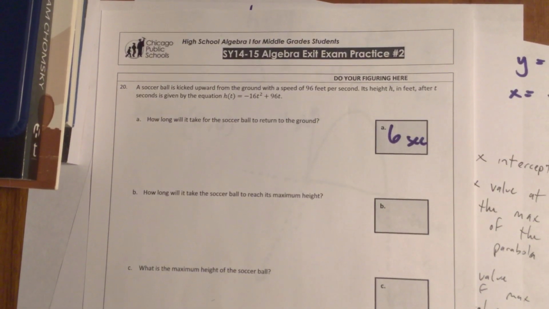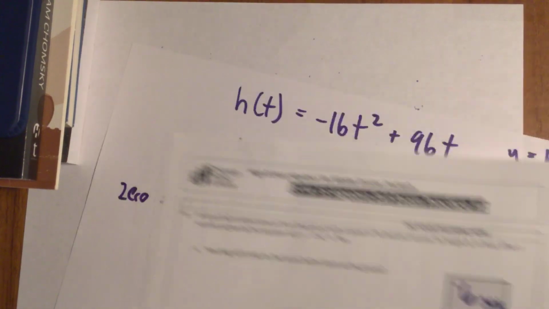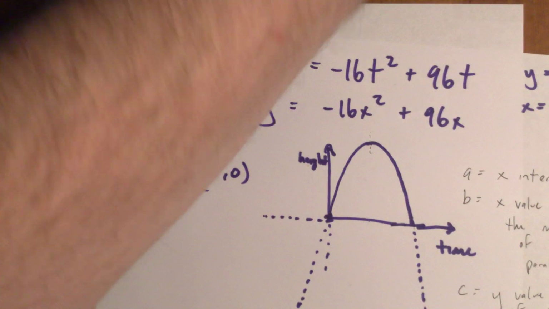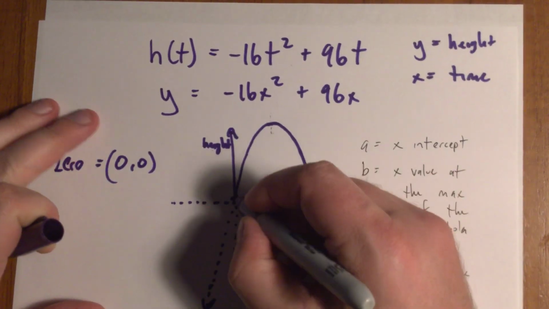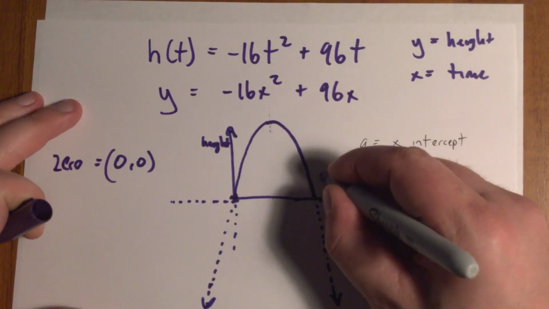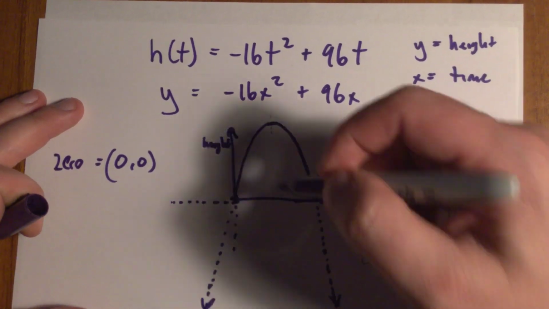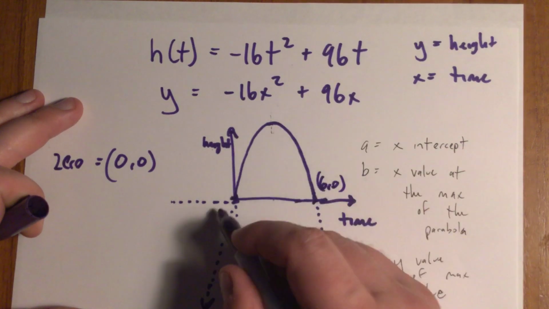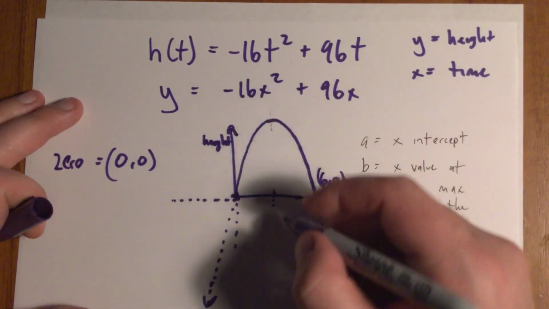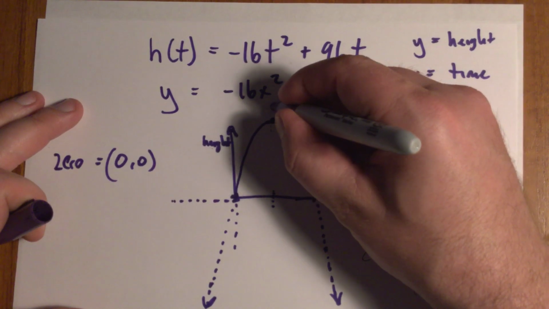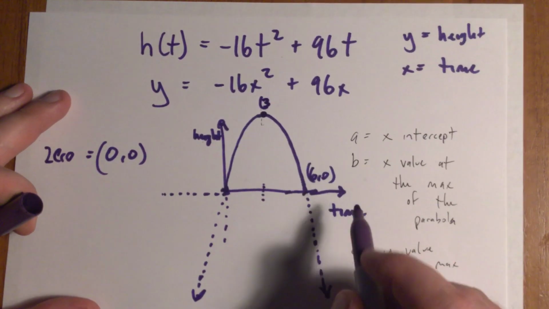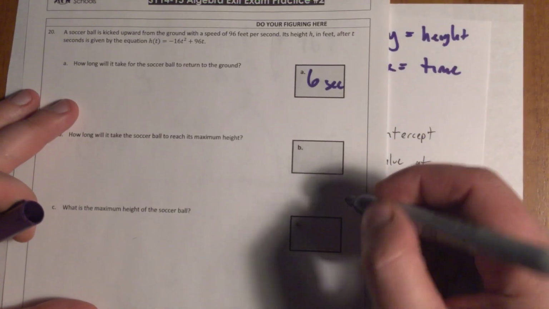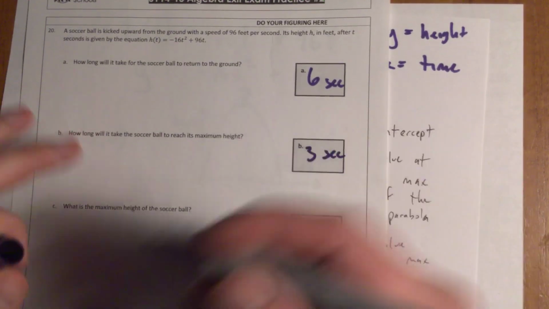Perfect. How long will it take the soccer ball to reach its maximum height? Well, I can use the calculator and zoom out, but it's kind of hard to see. If this is 0 and this is 6 seconds, it would make sense that the maximum is going to happen halfway between these two. So if this was 6 and this was 0, this should be 3. So that's at 3 seconds. So that's B, the x value at the max: how long will it take the soccer ball to reach its maximum height? 3 seconds. Okay.